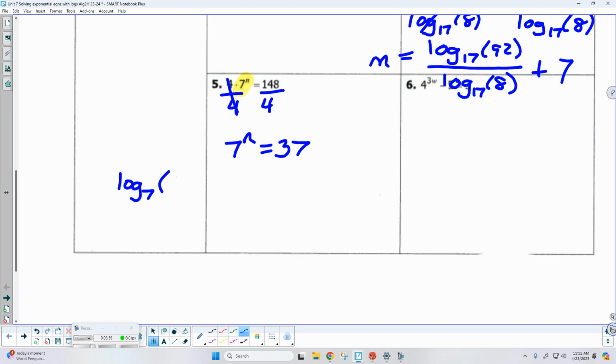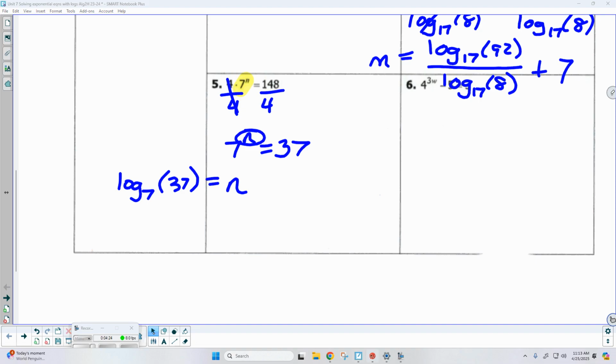So log base 7 of 37. And one thing that could help you when you're rewriting these logs or writing out your equations, remember, what is a log? It's a power. So whatever power it is that you're working with, that is what your log is going to have to equal. And see, right there, this is going to allow me to go ahead and solve for n. So we just go ahead and plug it in.